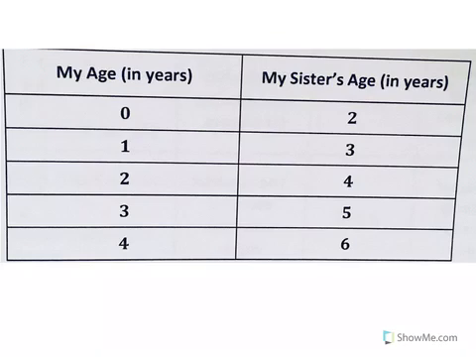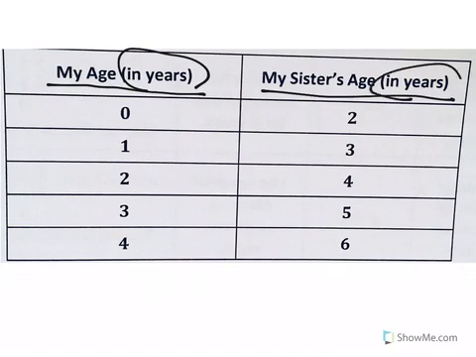This is a chart that shows my age and my sister's age in years. That's important. We talked about that in a previous lesson. You don't just say, let x represent my age. You have to say your age in what? Years, months, days? We don't know, right?